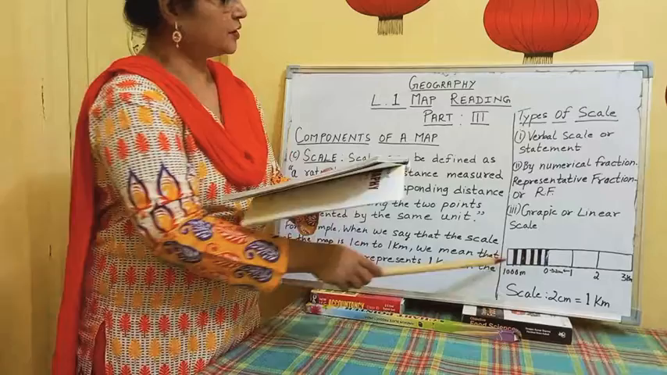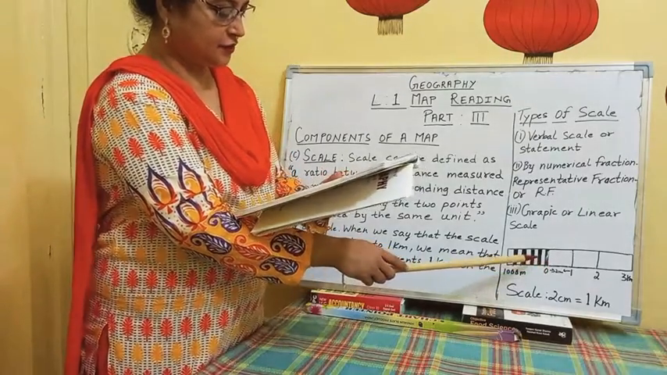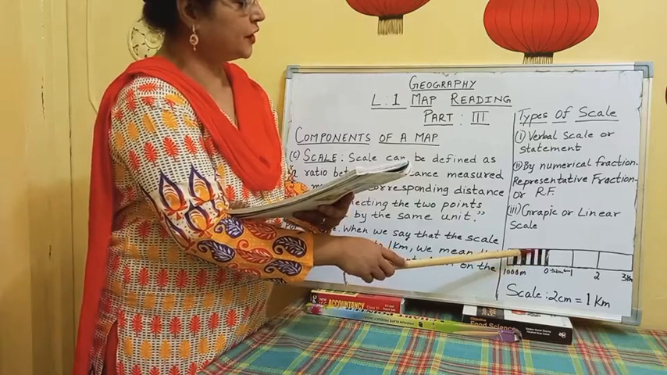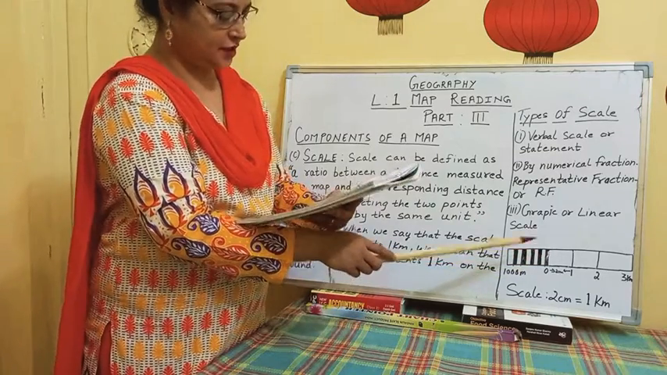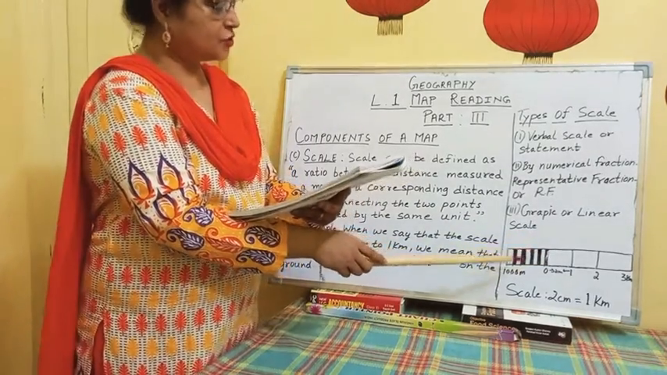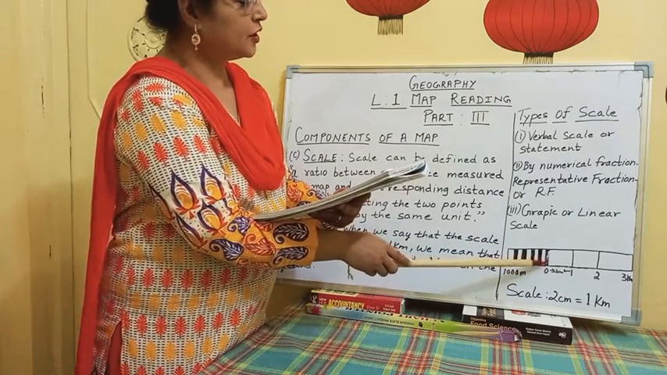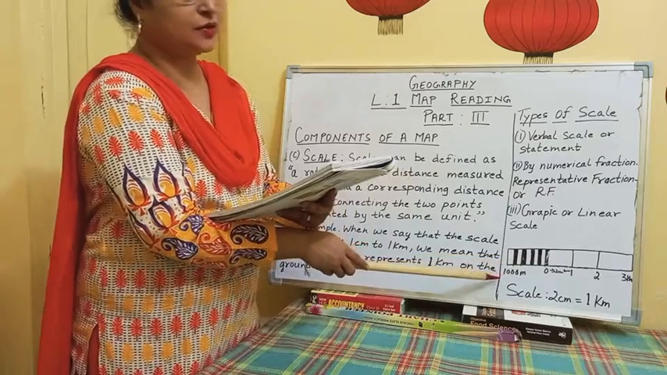To the left, you can see, again it starts with 0 and it's showing 10 divisions, 1, 2, 3, 4, 5, 6, 7, 8, 9, 10. So these 10 parts are showing 100 meters each. This is 100 meters each. So 100 into 10 becomes 1000 meter.